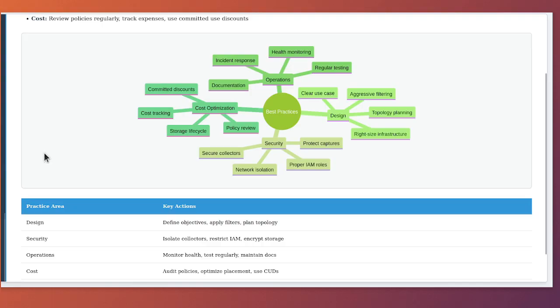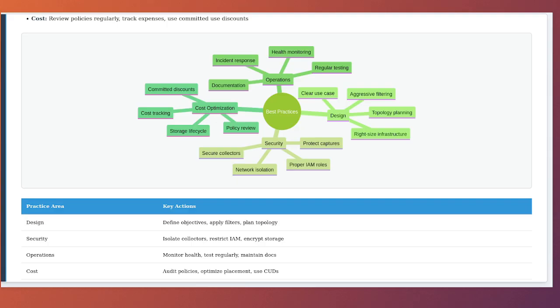Third, plan your topology based on your organizational structure. If you have a central security team, use peered or shared VPC topologies with centralized collectors. If teams are independent, same network topologies might be simpler. Match your packet mirroring architecture to how your teams actually operate.